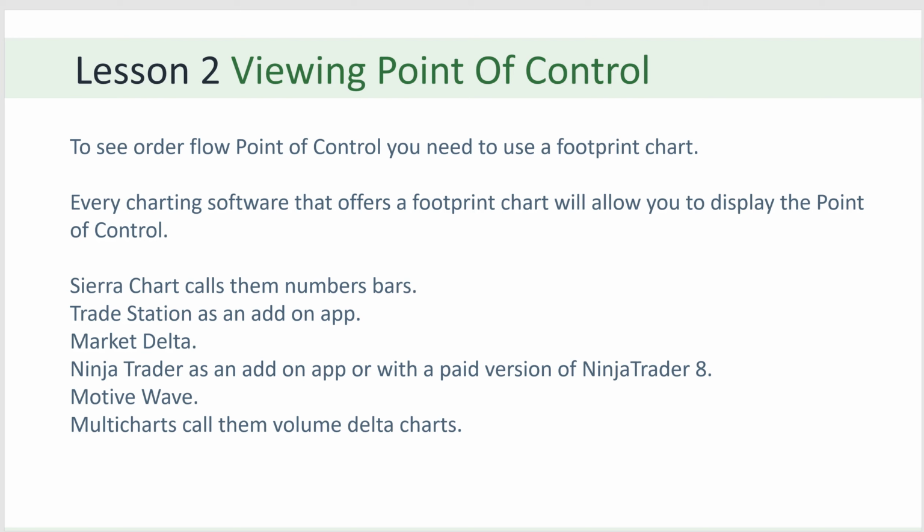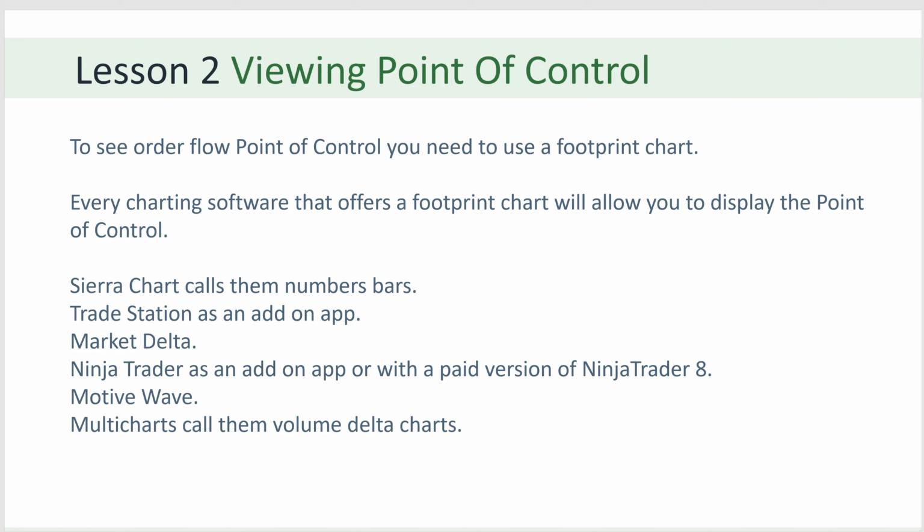Now, to see order flow, you're going to need to use a volume footprint chart. And every charting software that offers a footprint chart should allow you to display the point of control in the bar. Sierra Chart has their numbers bar, which is basically the volume footprint. They just call it the numbers bar.